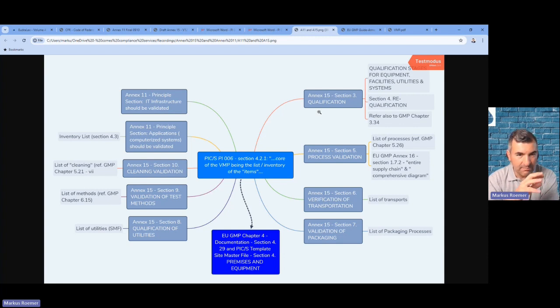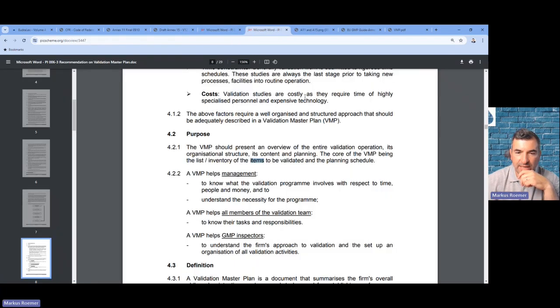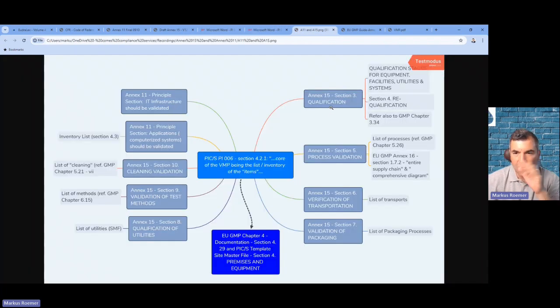Okay, again, we are trying to get a big picture of validation and qualification. Let's move down. Annex 15, process validation, list of processes. Again, your validation master plan should, let me read it, present an overview of the entire validation approach. So yes, equipment, okay. Then we have process validation. We had a dedicated session about process validation, and I'm just adding here the list of processes. You will also find it in GMP Chapter 5.26.